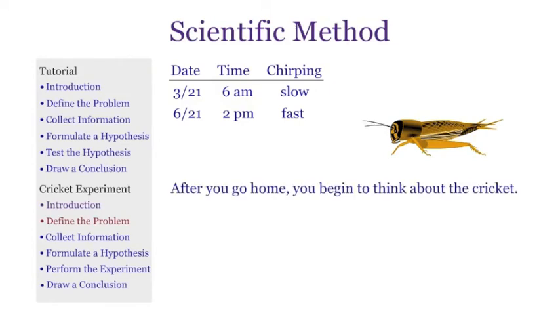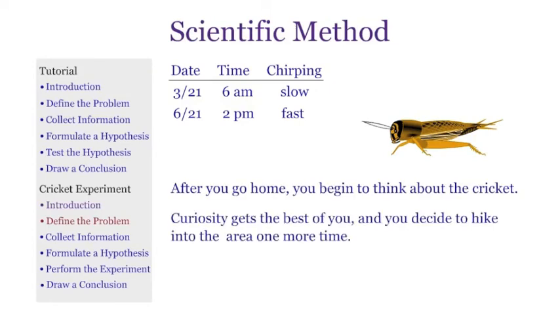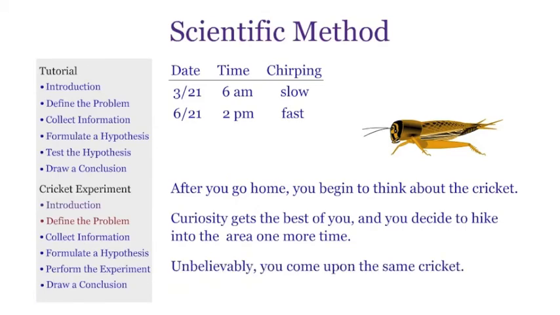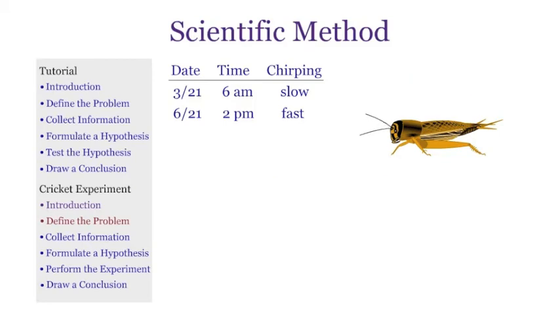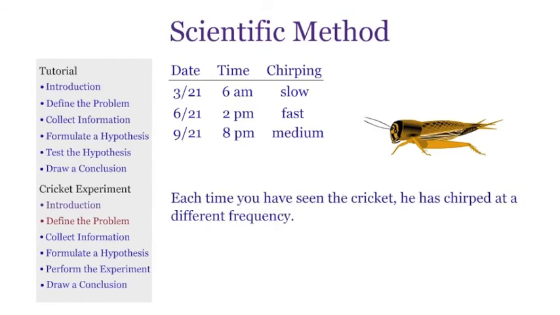After you go home, you begin to think about the cricket. Curiosity gets the best of you and you decide to hike into the area one more time. Unbelievably, you come upon the same cricket. He is, of course, chirping, but he is chirping faster than the first time, but slower than the second. Again, they're going to give you data, and so when you get online, make sure that you write the data on your activity sheet. Each time you have seen the cricket, he has chirped at a different frequency.